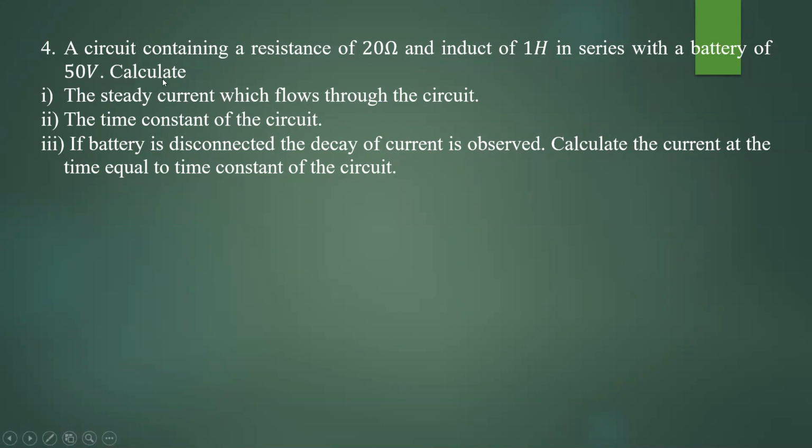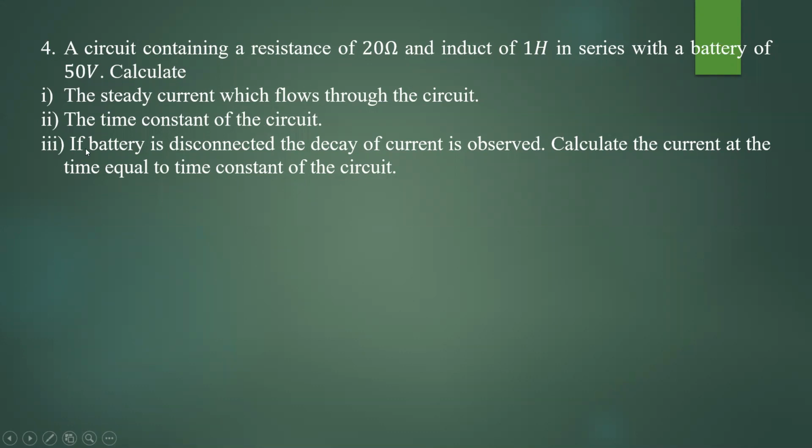You have to calculate the steady current which flows through the circuit. You have to find the steady maximum current that flows through the circuit. Second one, the time constant of the circuit. You have to find out the time constant of the circuit.